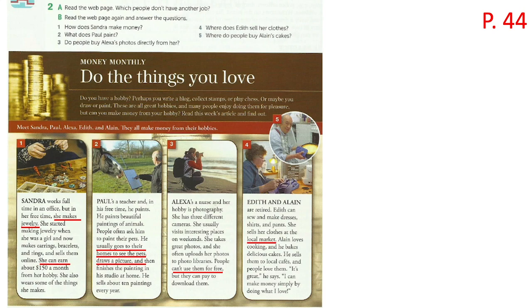Number 4, how does Edith sell her clothes? She sells her clothes at a local market. And finally, where do people buy Alain's pictures? People buy them, or he sells them to local stores. Good job.